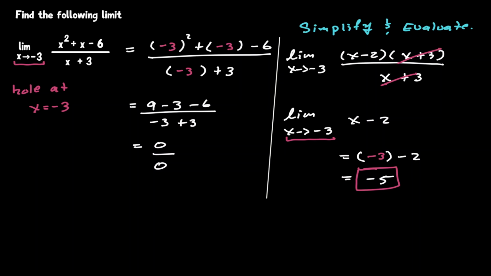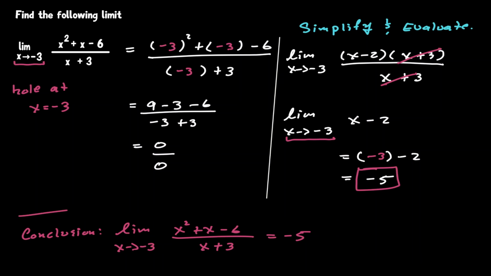And now we have a result of -5. So what we are saying is that the limit of the rational function x squared plus x minus 6 divided by x plus 3, as x is approaching -3, is nothing more than the value of -5.